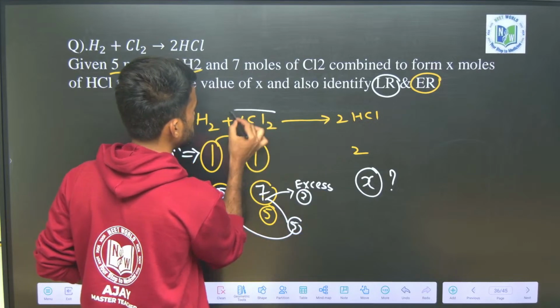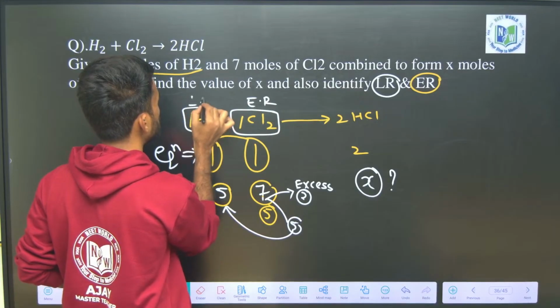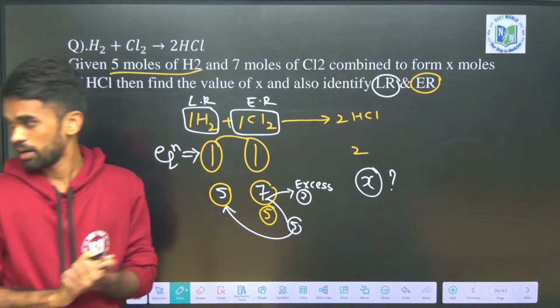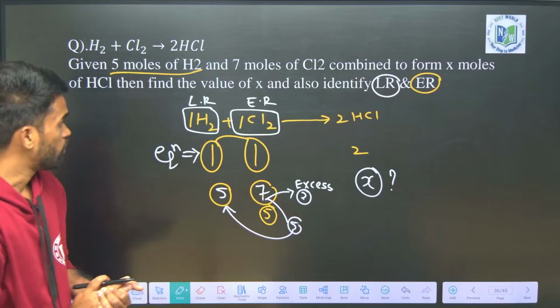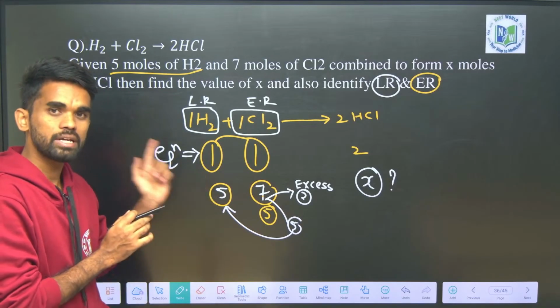So I can say Cl2 is our excess reagent and H2 is our limiting reagent. Hope this is clear, right? After this, our calculation should be taken with respect to the limiting reagent only.